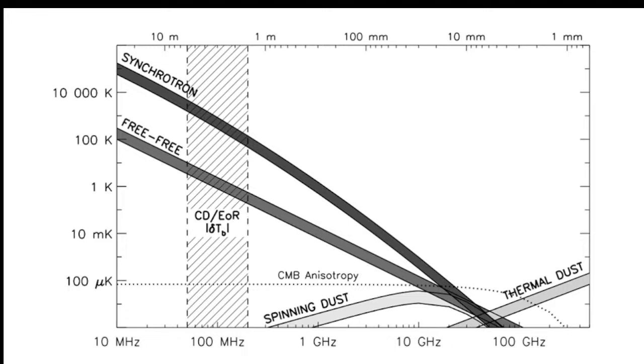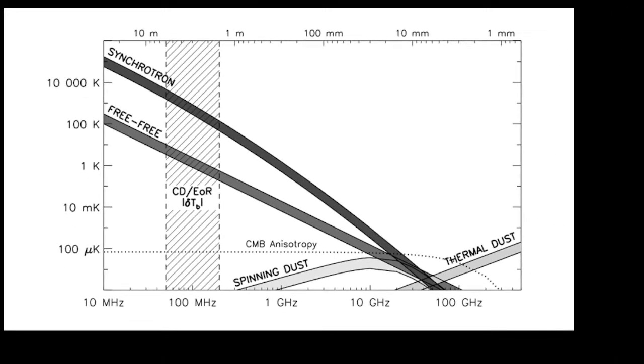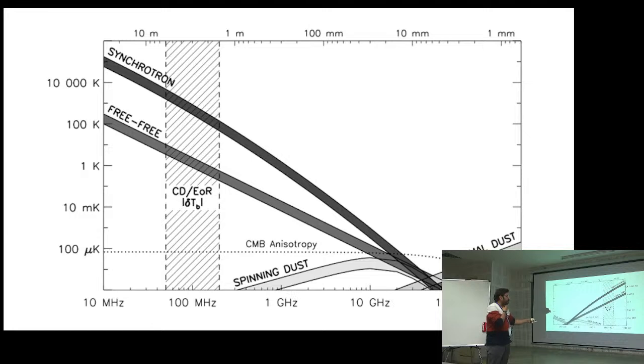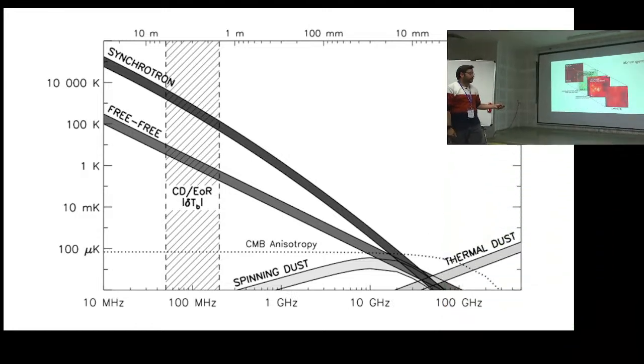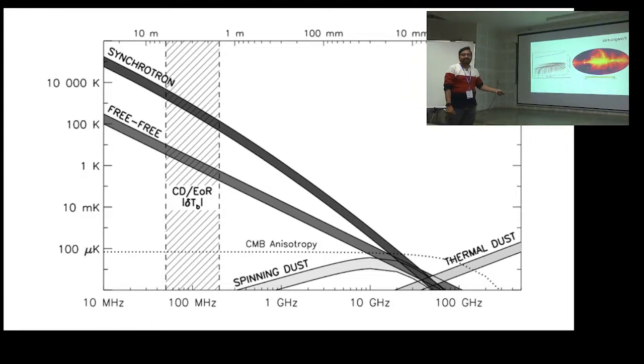So for our frequency range, you can see here is our band, you are really dominated by two different processes. The first is synchrotron radiation, and the next is free-free or Bremsstrahlung emission. Again, I'll mostly focus on synchrotron because it is the most dominant component all across the band, right? So even if you hide in the coldest regions of the sky, you'll probably see it.